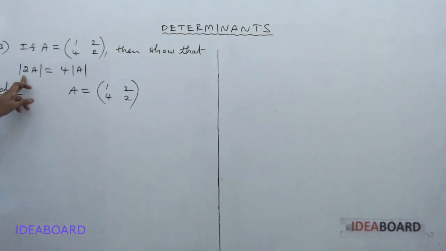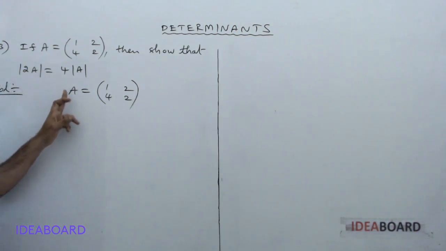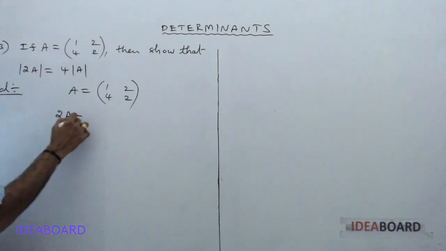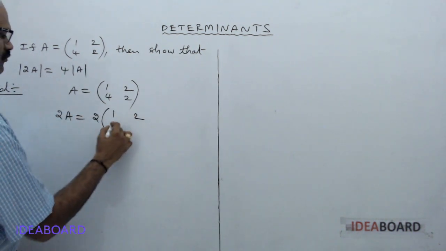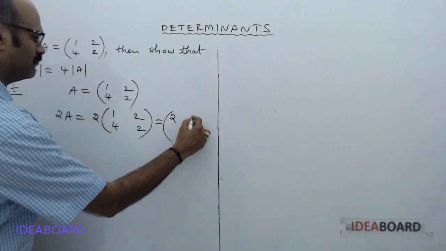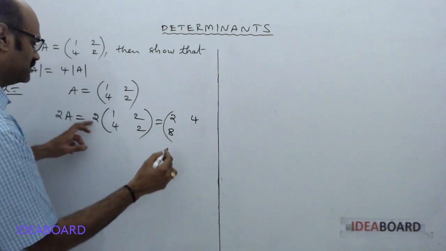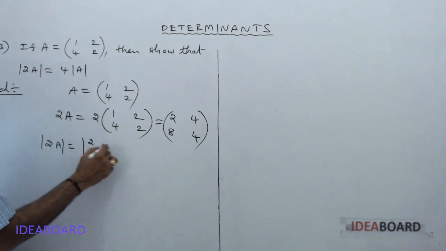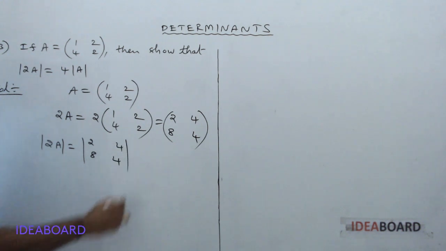Now, on the LHS we have determinant of 2A. So, let me multiply the given matrix by 2. Find 2A: 2 into [1, 2; 4, 2] equals [2, 4; 8, 4]. Now, determinant of 2A equals determinant of [2, 4; 8, 4].